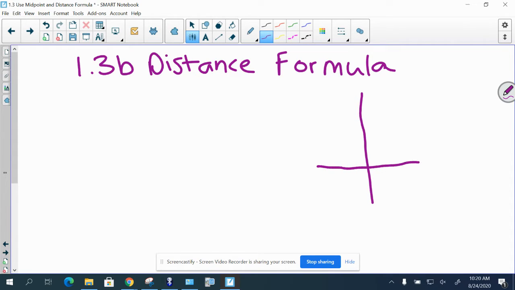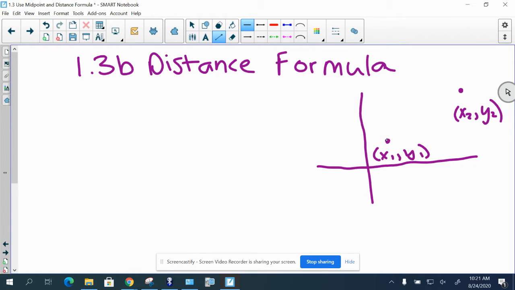So let's draw an x and y axis here. Let's say we have a point here, call it x1, y1, and then you have a point over here, x2, comma, y2, and you put a segment between them. So the problem with counting here is that each count has a horizontal component and a vertical component. So you would have to account for that, no pun intended.